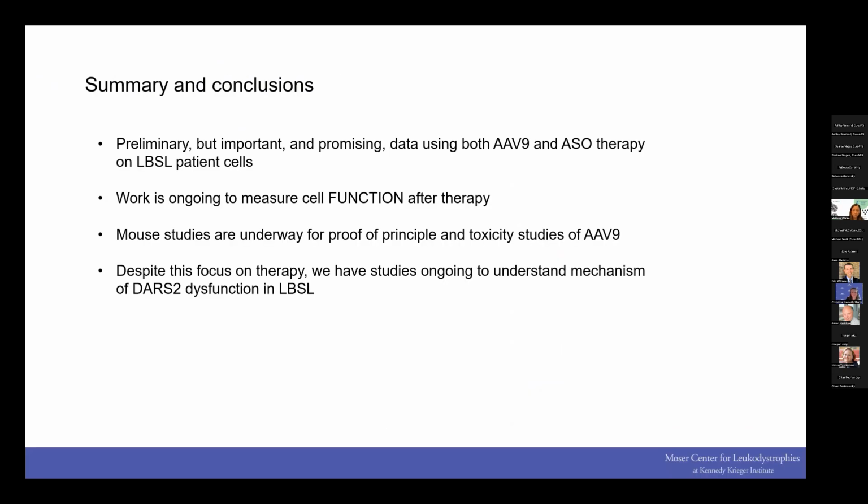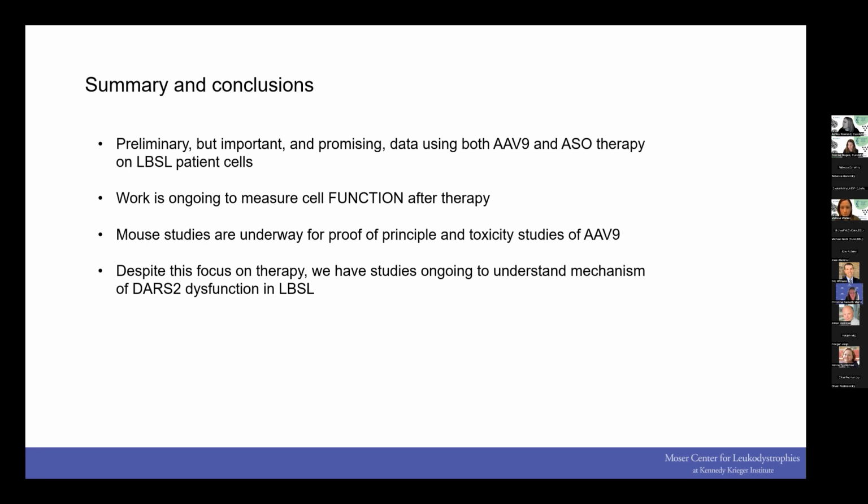Just to wrap things up, we have very preliminary but important and promising data using both the AAV9 and the ASO therapy on LBSL patient cells. Work is still ongoing to measure cell function after therapy. So again, looking to see how mitochondria are affected, how electrical activity and growth are affected, because that's really what's going to determine whether or not this is something that is worth pursuing. The mouse studies are underway for the proof of principle and toxicity studies of AAV9. We're really excited to see how these unfold.